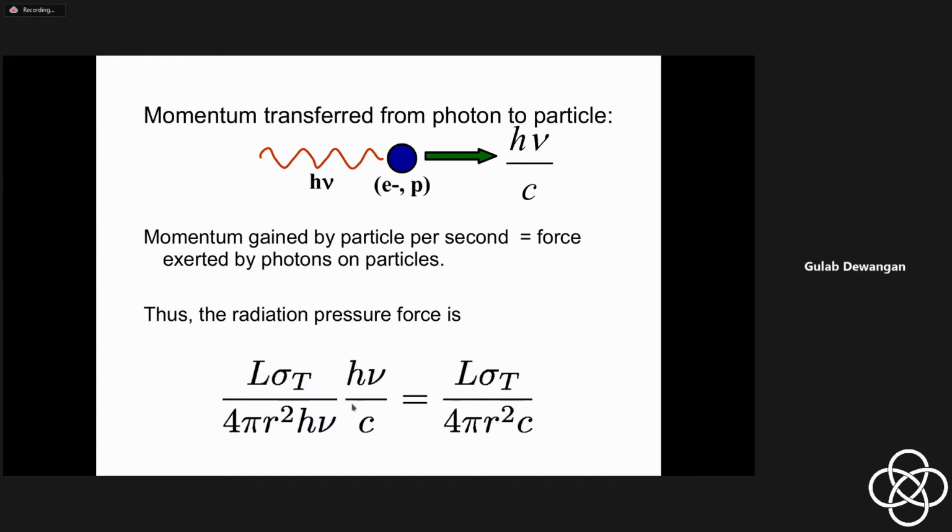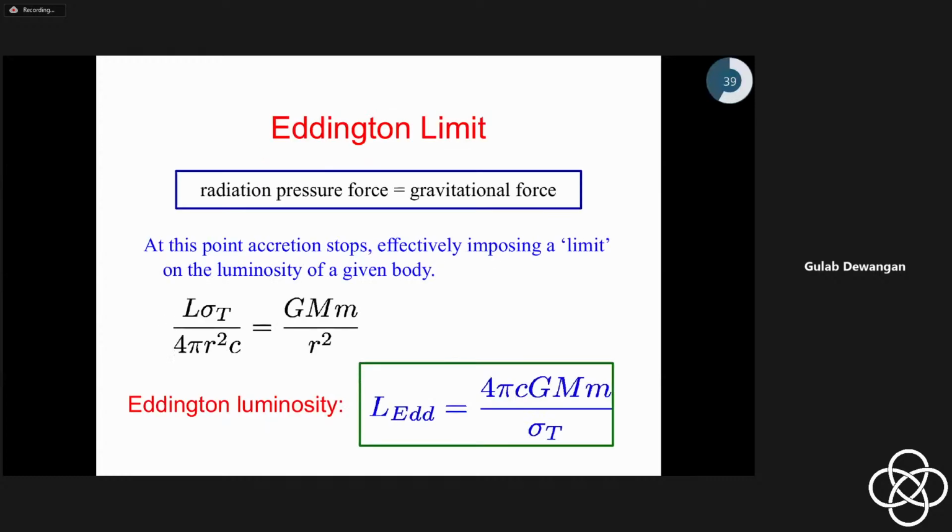So when we multiply this number with h nu by c, this becomes the radiation pressure force, which turns out to be the luminosity times the Thomson scattering cross section divided by 4 pi r square c, where c is the speed of light. We need to equate this radiation pressure force with the gravitational force. Then we obtain the Eddington luminosity, L Eddington, from this equation, which is 4 pi c G M m divided by the Thomson scattering cross section.